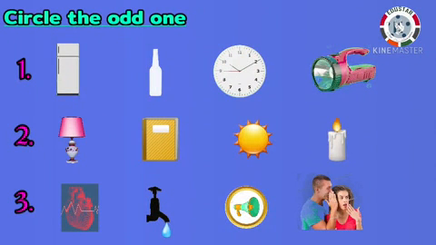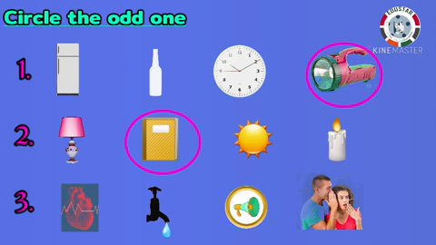Let's try this one. Circle the odd one. First question, refrigerator, bottle, wall clock, torch. Here the odd one is torch because the other three are non-luminous objects, but torch is a luminous object. 2. Lamp, sun, book, candle flame. Here the answer is book because the other three objects are luminous, but book is non-luminous.